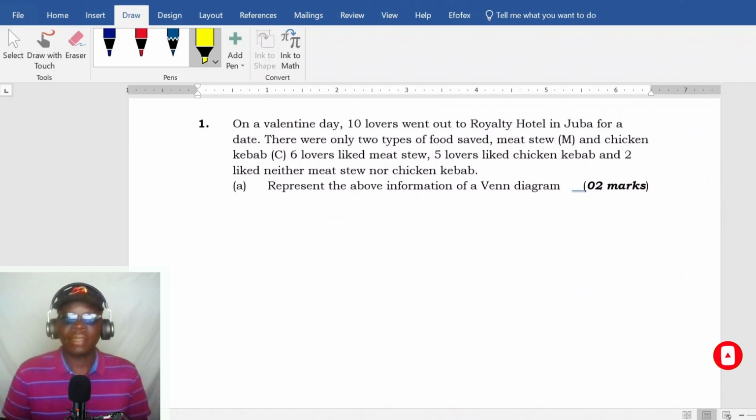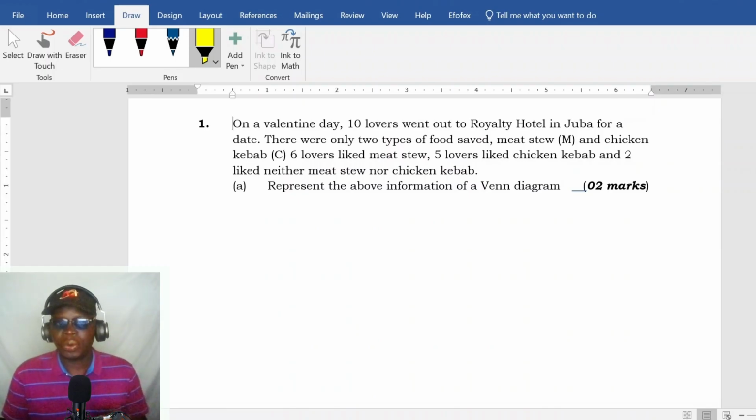Question number 1 says, on a Valentine's Day, 10 lovers went out to a royal hotel in Juba for a date. There were only 2 types of food served: meat stew and chicken kebab. 6 lovers liked meat stew, 5 lovers liked chicken kebab, and 2 liked neither meat stew nor chicken kebab. Question 1a says, represent the above information on a Venn diagram.